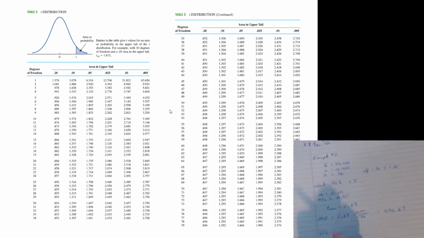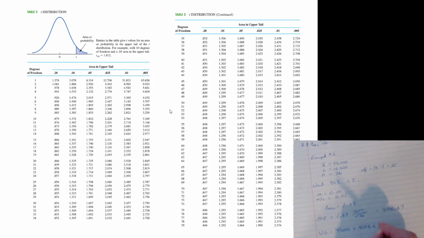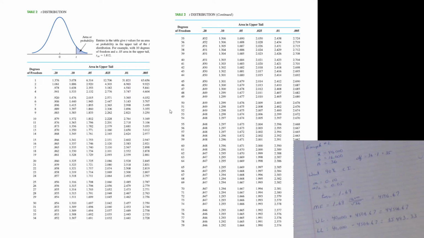So now we're able to find our upper bound and our lower bound. Our upper limit will be our mean, 40,000, plus the margin of error, just following our formula. And we get $44,506.67. Lower limit, same kind of idea. We go 40,000 minus the margin of error, so minus $4,506.67, and that one gets $35,493.33.